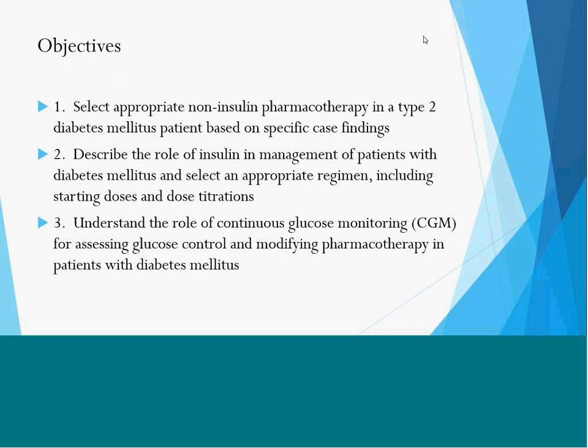Okay, so we've got a pretty packed set of slides here, so we'll see how much we can get through, and obviously we want people to interrupt and ask questions, so let us know. But these are our 3 main objectives today. Select appropriate non-insulin pharmacotherapy in a type 2 diabetes patient based on specific case findings. Second, describe the role of insulin in management of patients with diabetes and select an appropriate regimen, including starting dosages and dose titrations. And then understanding the role of continuous glucose monitoring for assessing glucose control and modifying pharmacotherapy in patients with diabetes. And those are pretty much going to be outlined in 3 separate case studies, and then we'll have some content after that as well.